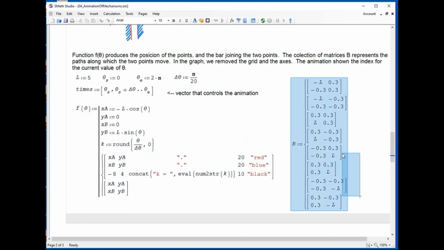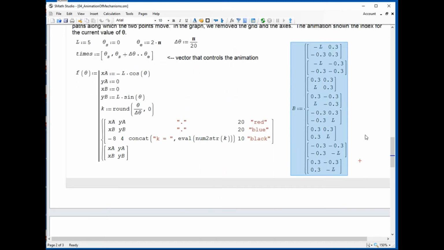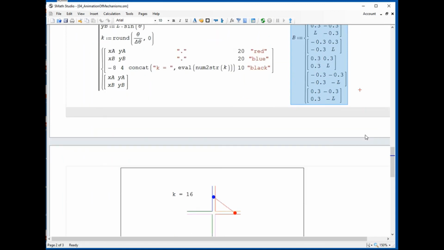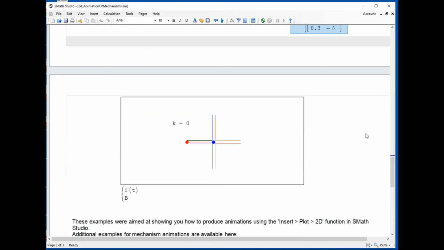This is a series of matrices that produces the path, and this is a fixed value that produces the path in the graph. And so the result is shown in here. So this represents all those paths, those lines that form the cross, and then there's point A, which is the red one, and point B, which is the blue one, joined by the bar. And that's how you produce this animation of this mechanism.